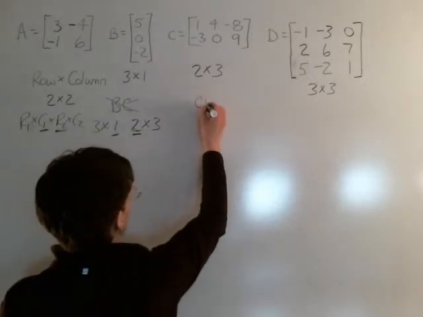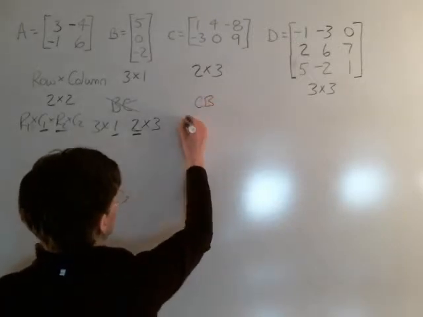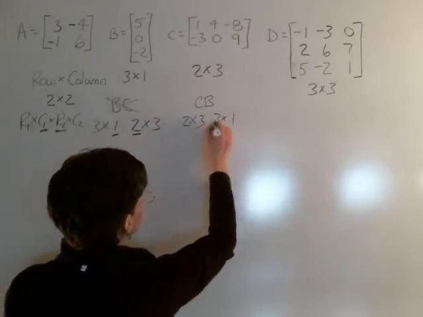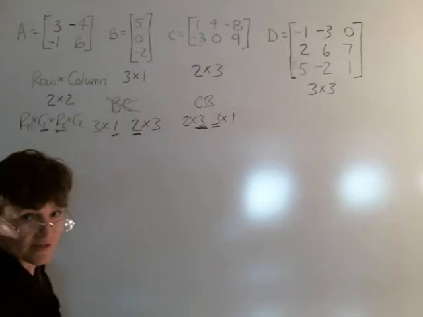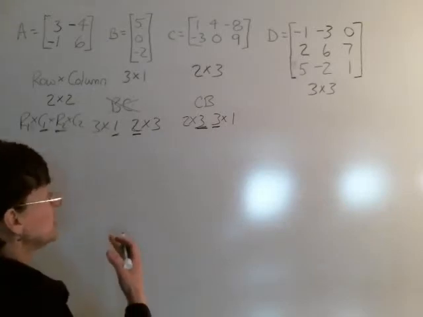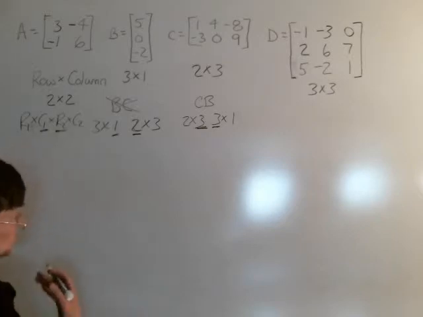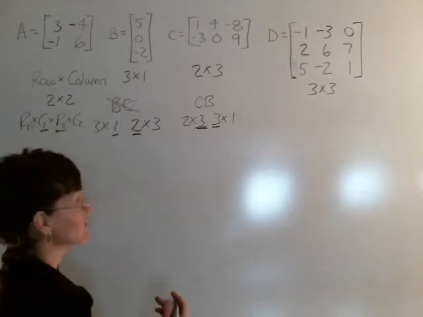But I can multiply C times B. C is 2 times 3, B is 3 times 1. I can do that because those 3's are the same. All right, so there is no commutative property for multiplying matrices. Multiplication of a matrix is not commutative.